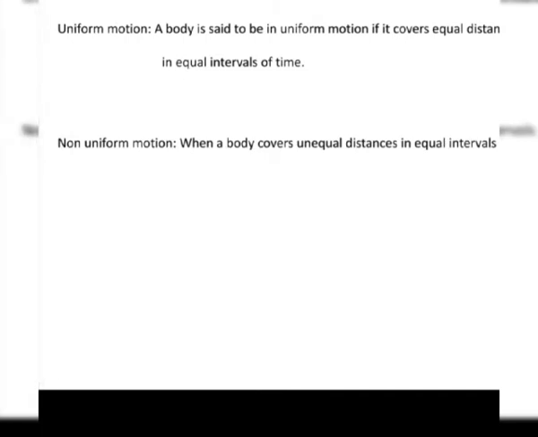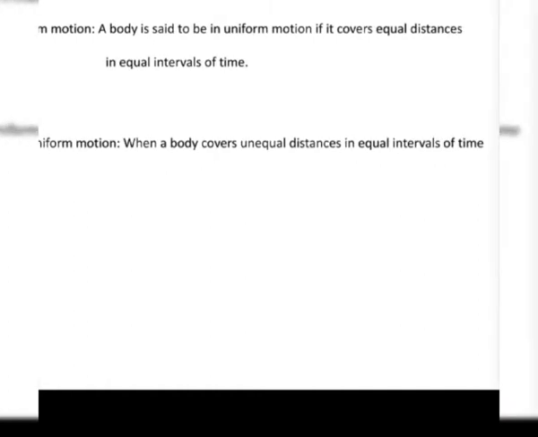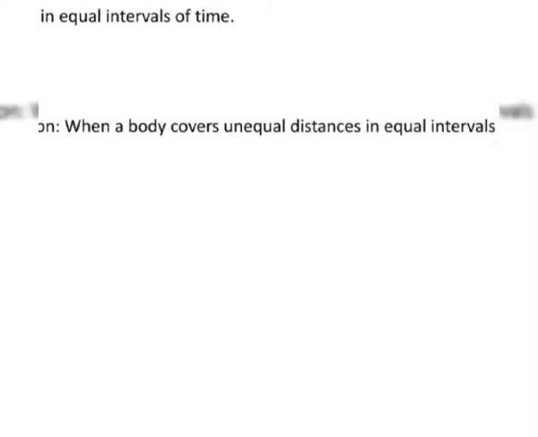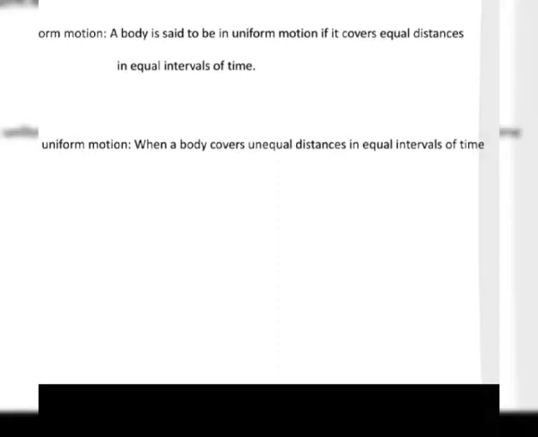A body is said to be in non-uniform motion if it covers unequal distances in equal intervals of time. Again, suppose you have a car, and say it's covering 5 kilometer in the first 1 hour. In the next 1 hour, it's covering say 20 kilometer. In the third hour, it's covering some 8 kilometer. That means for every interval of time, the distance which it covered is not equal. Sometimes it covers less distance, sometimes it covers more distance.